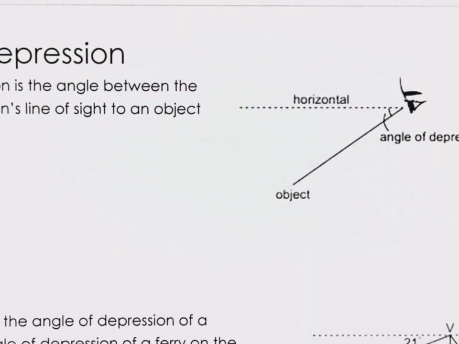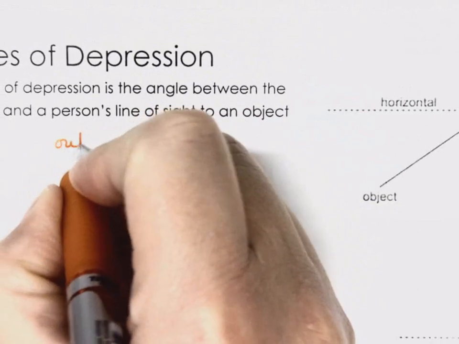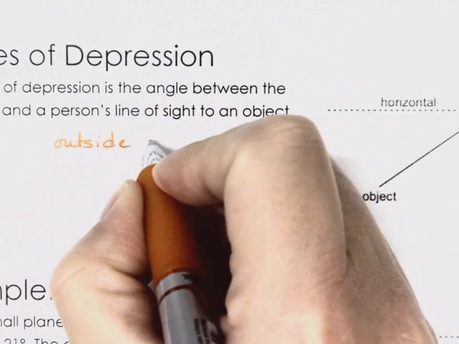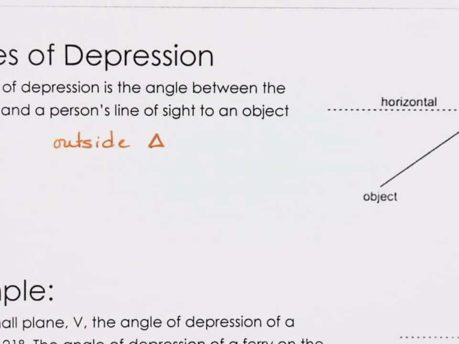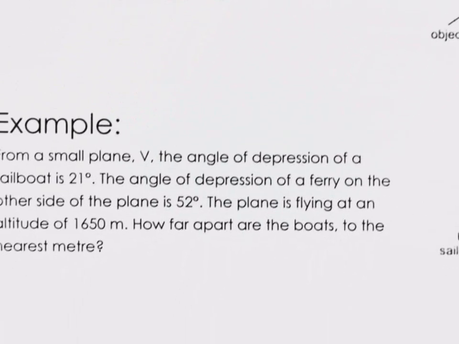Oftentimes, angles of depression are outside the triangle. So sometimes you're going to find them outside the triangle you're working in. Sometimes that happens. Okay, orange isn't my friend today. All right, easy peasy. And these ones all have pretty pictures with them.